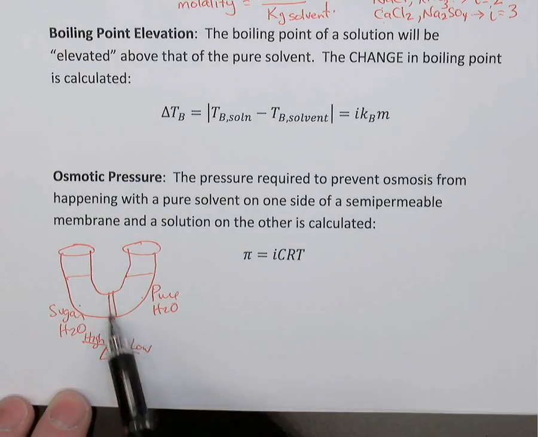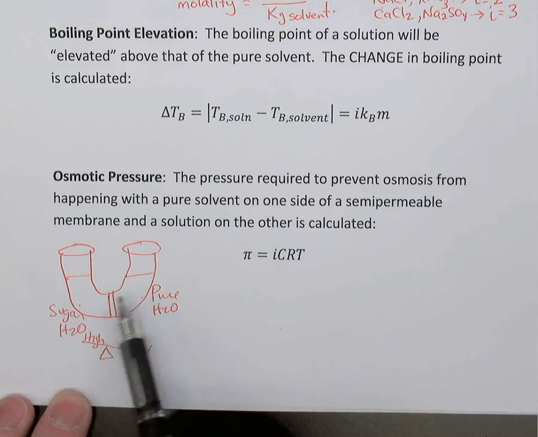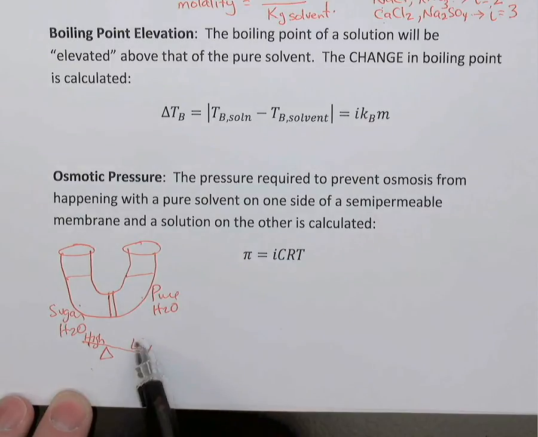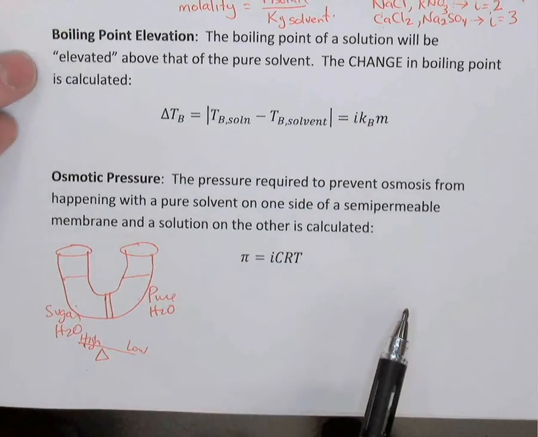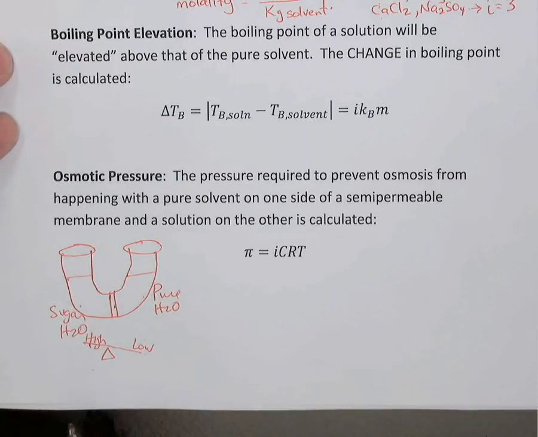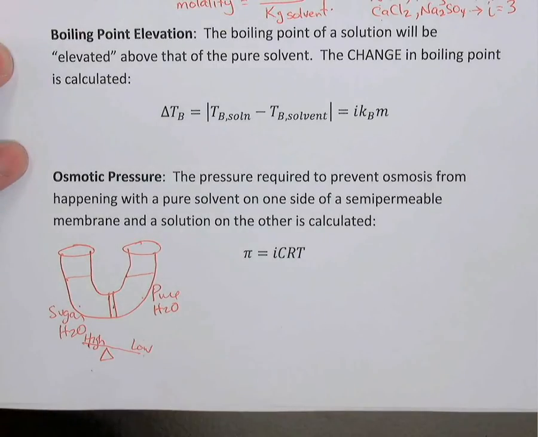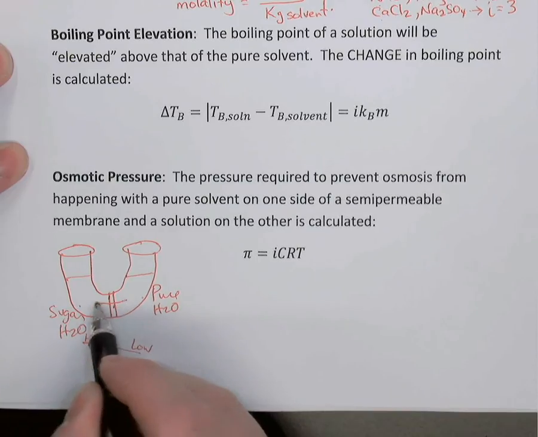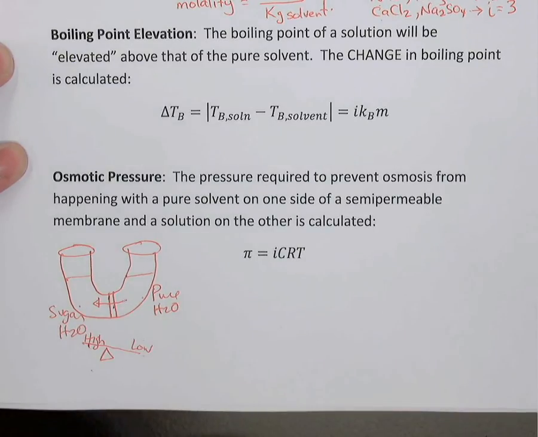Now, if there was no membrane, then diffusion would happen, and sugar would simply diffuse over to the right, and then the high concentration would drop, the low concentration would rise, and the gradient would disappear. However, that membrane prevents diffusion. So what's going to happen instead is that the water will, by osmosis, travel like this across the membrane.